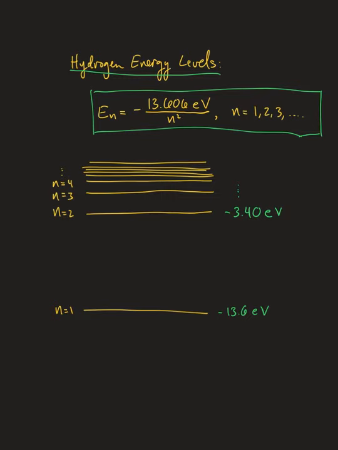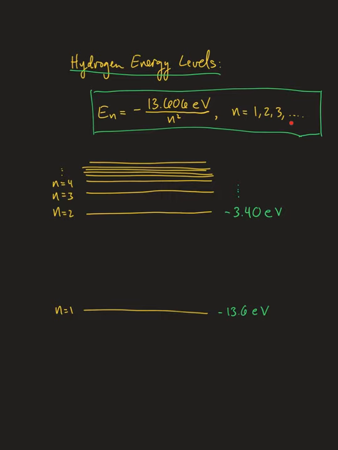Once you've measured the wavelengths for hydrogen, you can actually use those wavelengths to determine some of the energy levels of hydrogen. So it turns out that hydrogen has energy levels that the electrons can be in, and the values of those energy levels are given by this expression here. So E sub n is equal to minus 13.606 electron volts divided by n squared, where n is 1, 2, 3, etc.